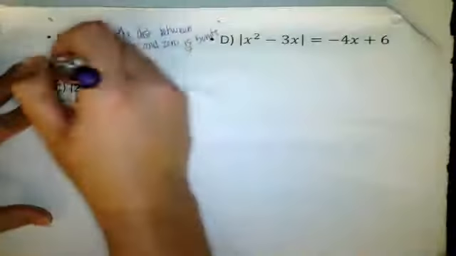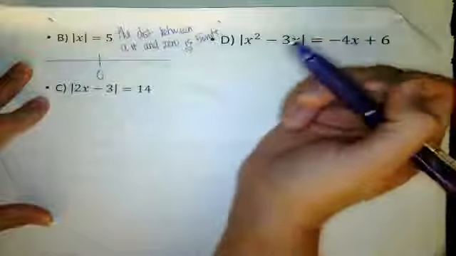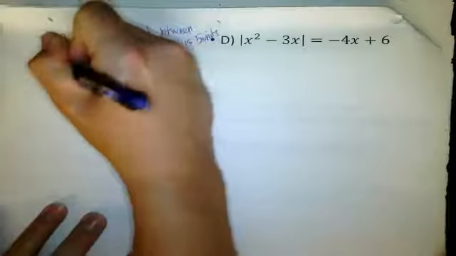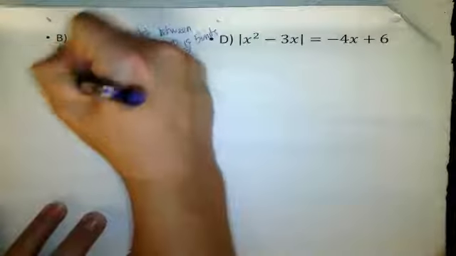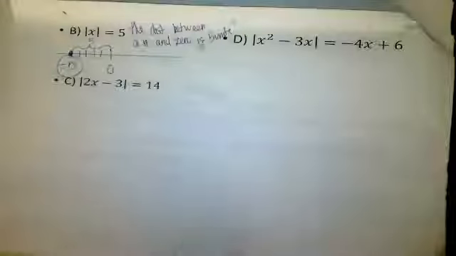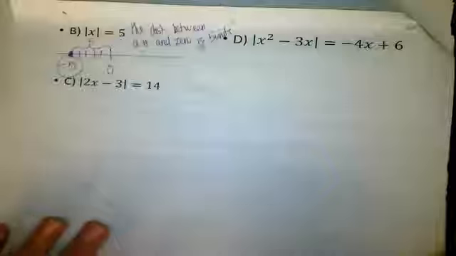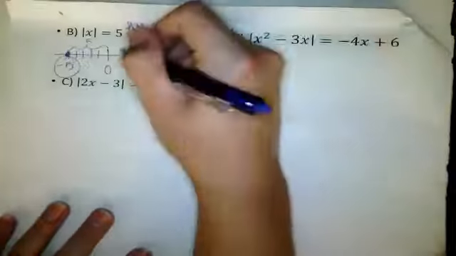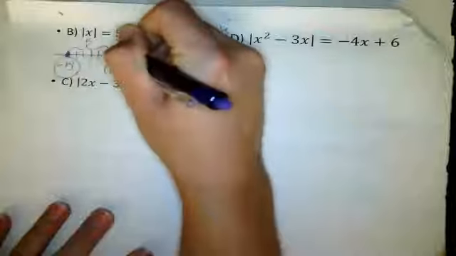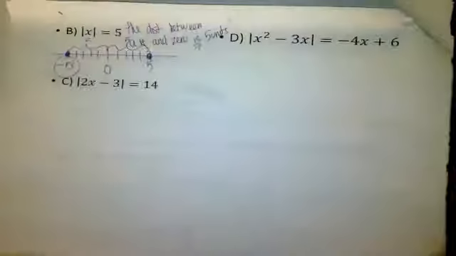And so if I'm thinking about a number line, well, here's 0. Well, what number is a distance of 5 units away? Yeah, 1, 2, 3, 4, 5. Right there, -5 has a distance of 5 units away from 0. What other number has a distance of 5 units? Sure. +5 has a distance of 5 units away from 0.